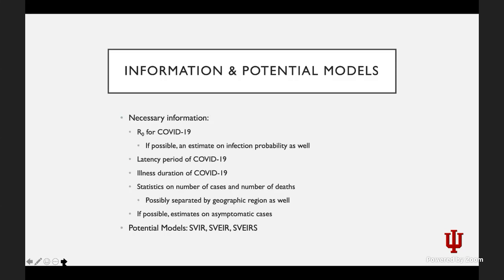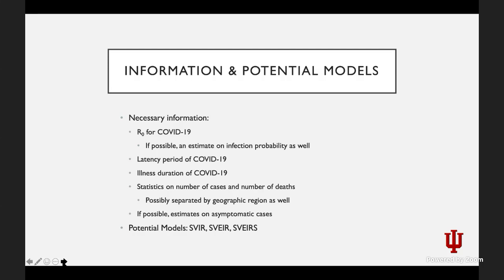The necessary information to create this model would be the R0 value for COVID-19 and, if possible, an estimate of infection probability, the latency period, the illness duration, and statistics on the number of cases and deaths in the US, possibly separated by geographic region. It could be worthwhile to look at vaccine impact in different areas, say a densely populated place like New York could have a different model than a rural area. And if possible, it would also be nice to have some estimates on asymptomatic cases, but more on that later.